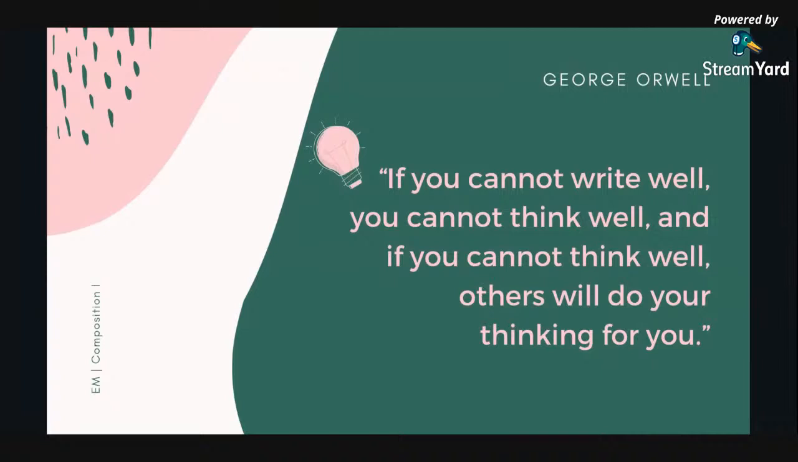So I have this quote here from George Orwell. It says, if you cannot write well, you cannot think well. And if you cannot think well, others will do your thinking for you. So just think about how significant that is, about how important it is to be able to think on your own, form your own opinions, and communicate those opinions effectively. Depending on the topic, it is probably very important to you, and it's probably an essential facet of life to be able to do this. So what we talk about in this presentation is not just for this particular paper. It's stuff that can help you in many, many areas in your life.